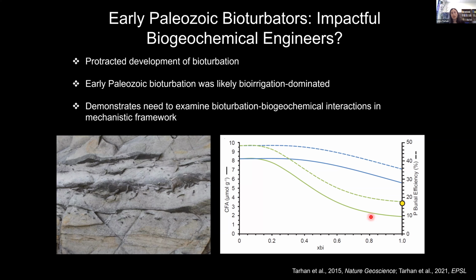And finally, I think that if we're trying to reconstruct the interactions between bioturbation and biogeochemical cycling, especially in this critical interval of early animal history, we not only need more robust first order records, allowing us to reconstruct changes in bioturbation through this time and across different environments, but we need to examine these interactions, the net effect and even the directionality of which may not be intuitive in a more mechanistic modeling framework.